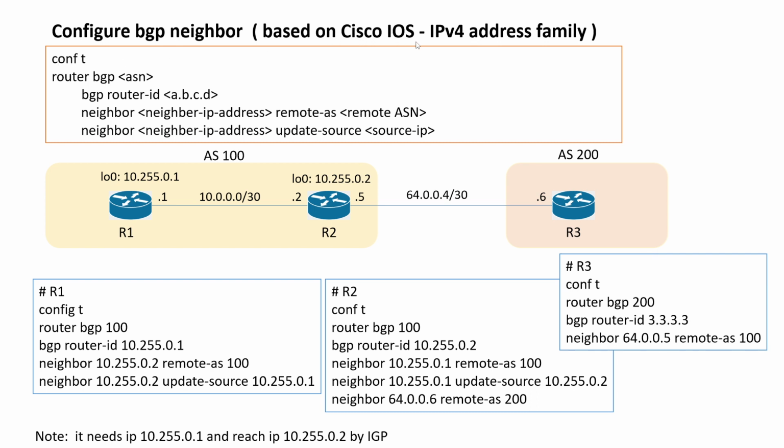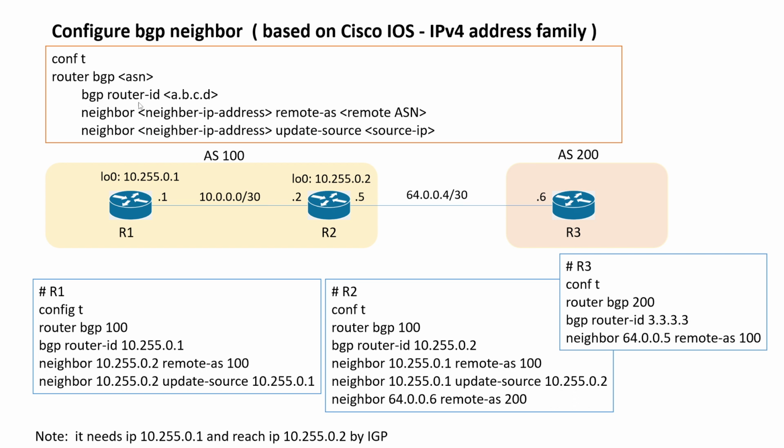So in the Cisco IOS routers, to configure the BGP neighbor, you do conf t, then you type router bgp, followed by the AS number. Under the router BGP context, you can configure the BGP router ID. The BGP router ID command in Cisco IOS is optional. If you don't configure this command, the router will generate a BGP router ID automatically.